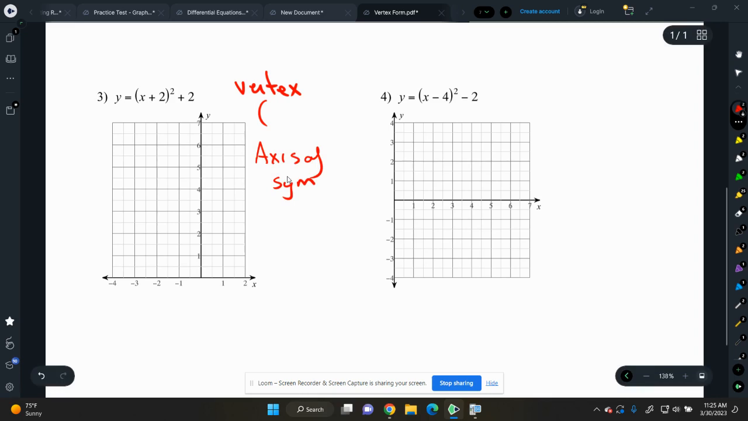Almost. How about negative 2? We do the opposite of what's there. Negative 2, 2. Okay.